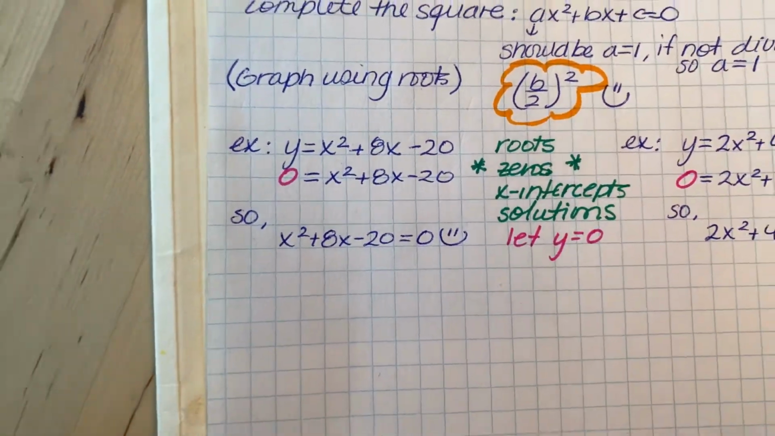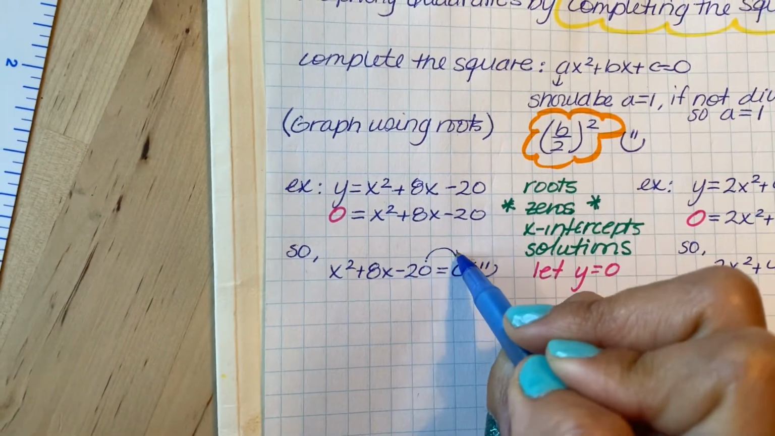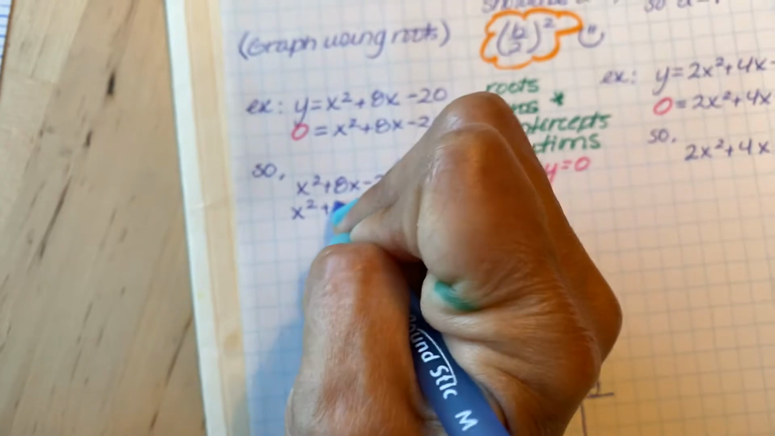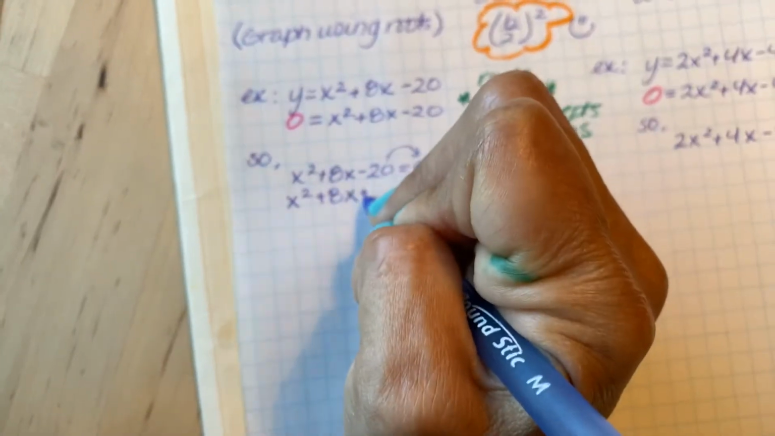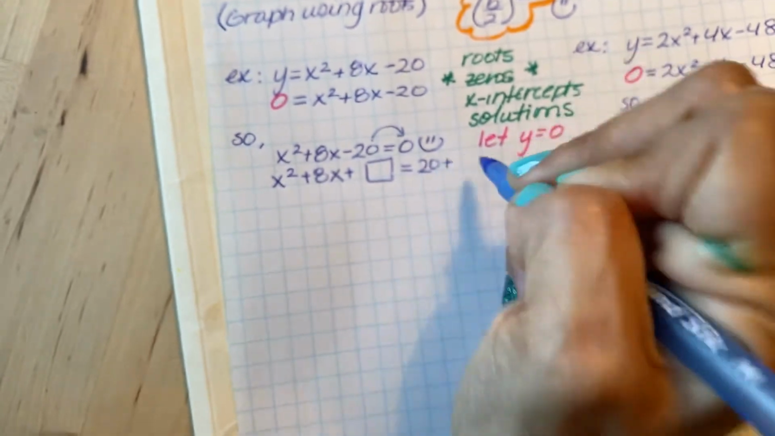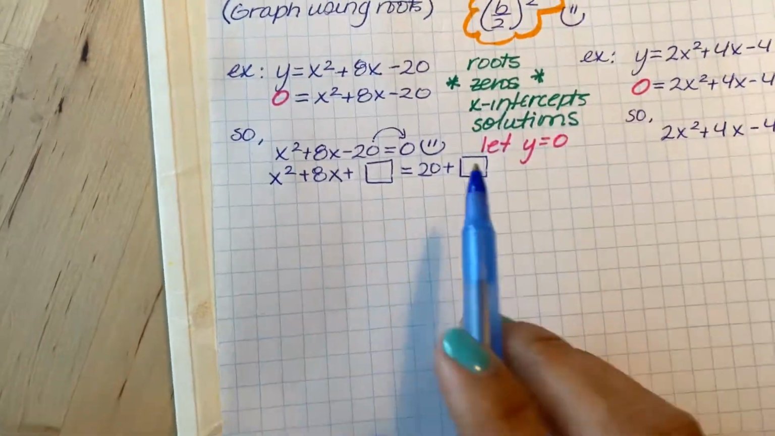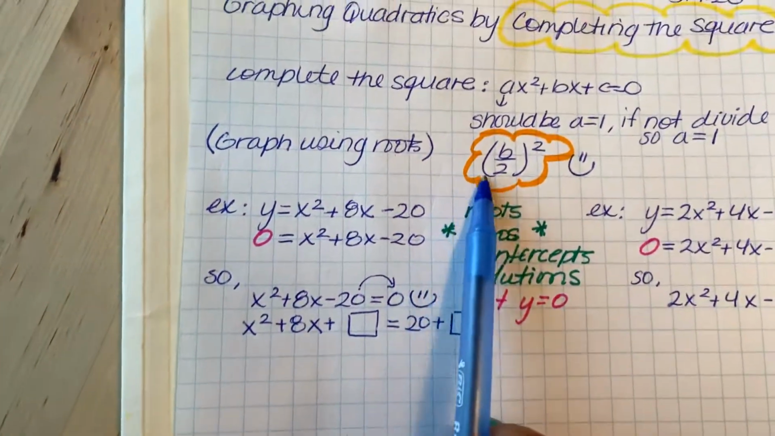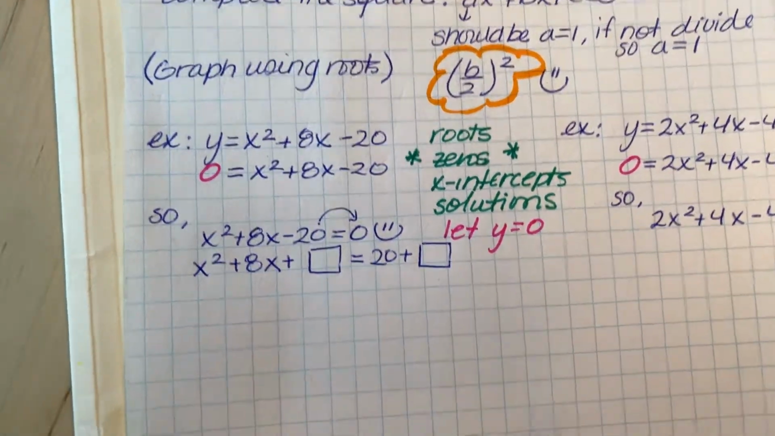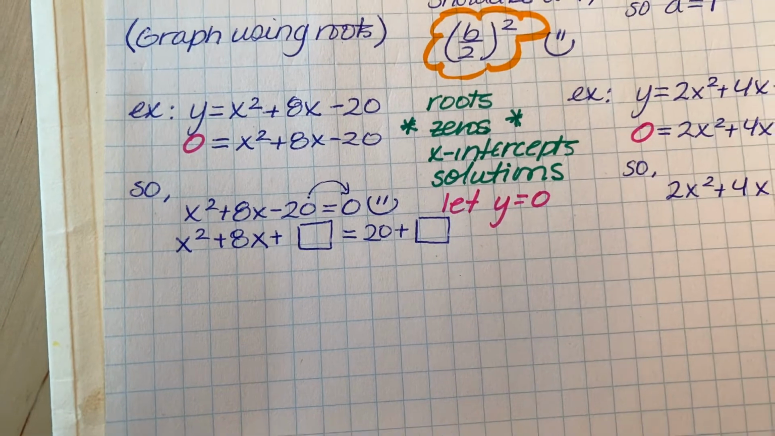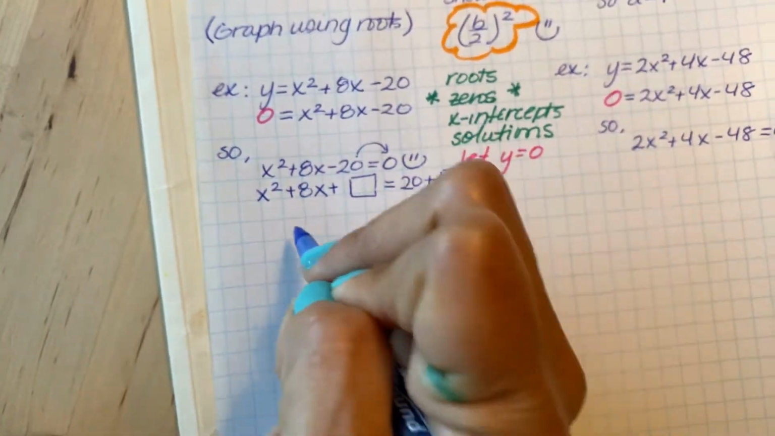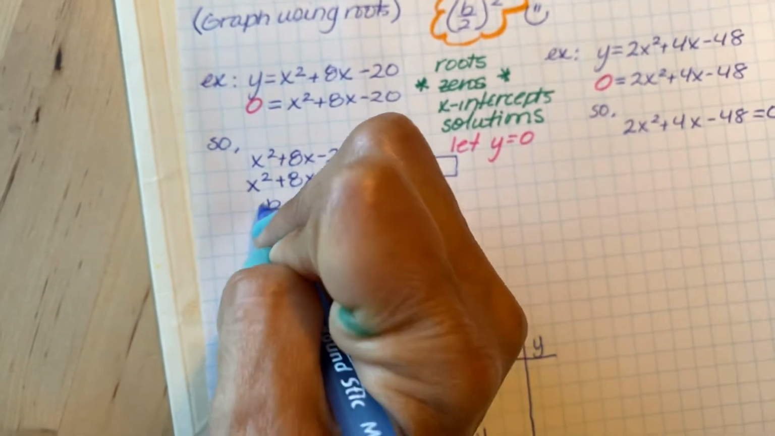All right, so our first step is to take the 20, the constant, inverse operate it, and take it to the right. And then I'm also going to start setting up for completing the square by putting in that square. Remember, our box is filled by the b over 2 squared calculation. That's what fills this in. So far, so good. Now we're going to take our b value. Remember, this is our b value. So b divided by 2 squared.